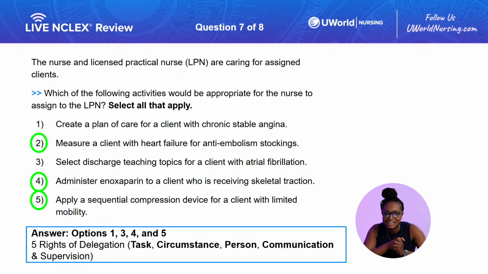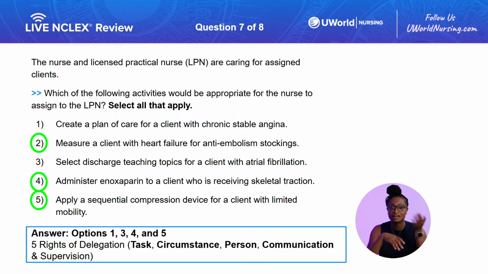Sequential compression devices for a client with limited mobility. Again, that goes in with option 4, with that perfusion and trying to help them prevent a DVT. So that is totally okay. They cannot, like I said in the beginning, create an end.